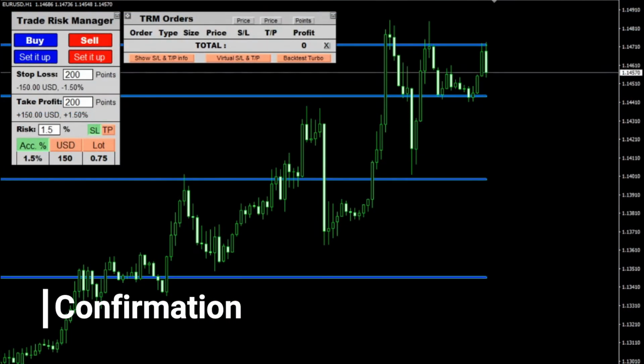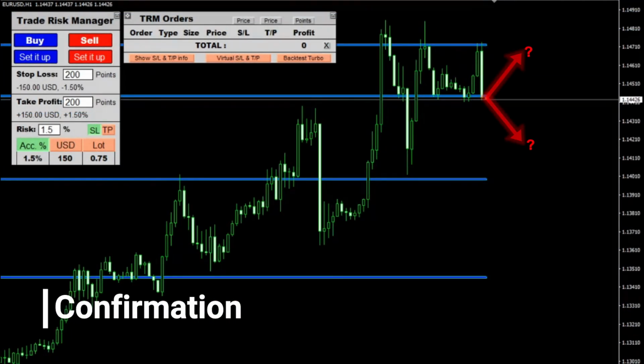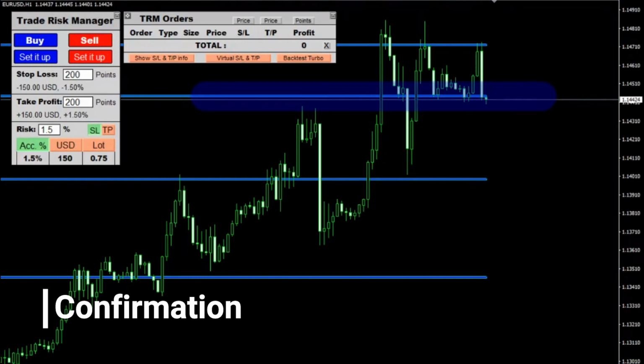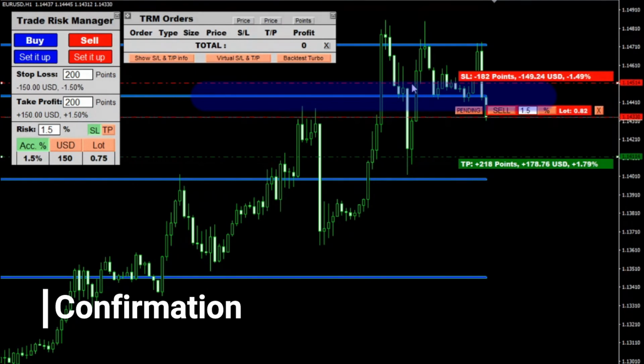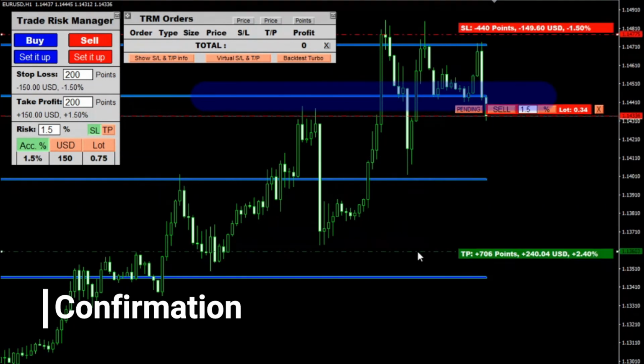For both directions, if you are uncertain of the direction of the market and you want to increase the odds of your trades, after the level is touched, you can wait certain pips, then exit this zone to confirm your direction. Here, for example, instead of trading when it breaks the level, we wait some pips for confirmation.